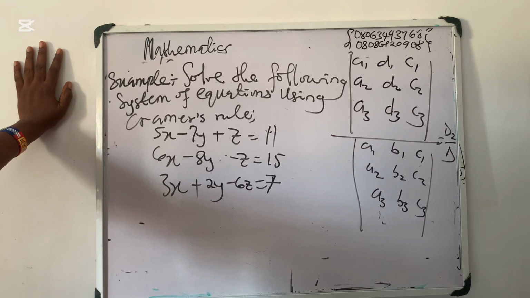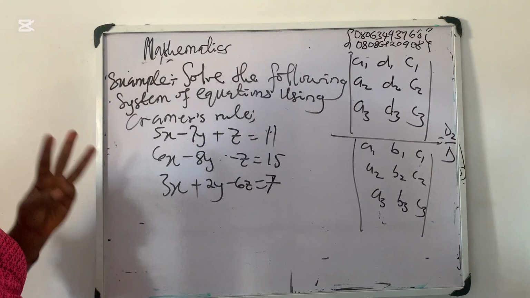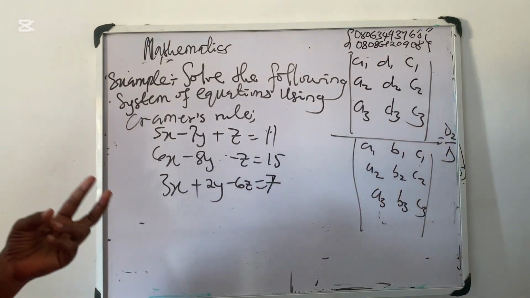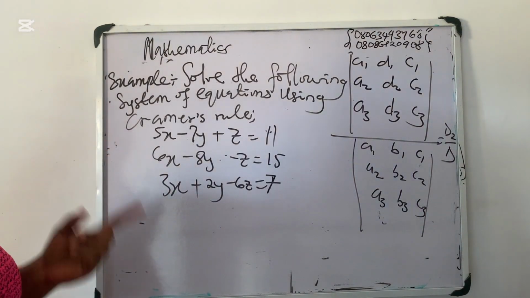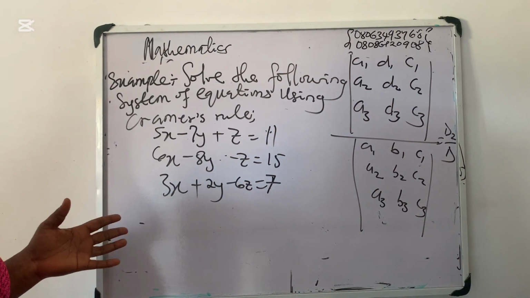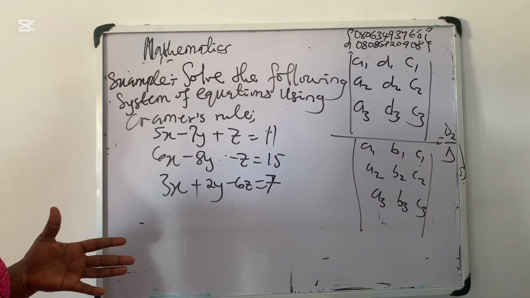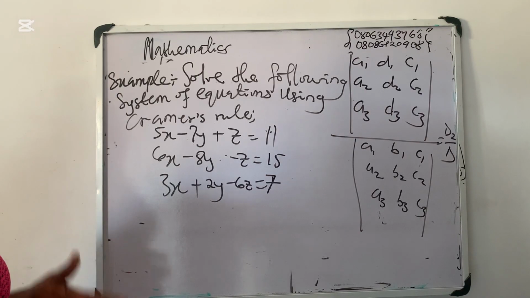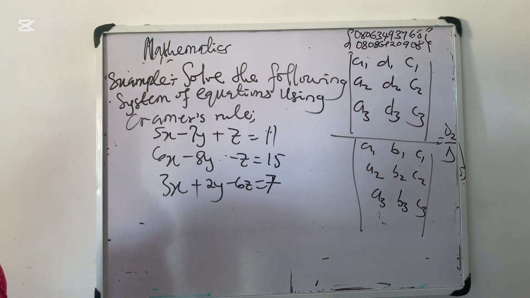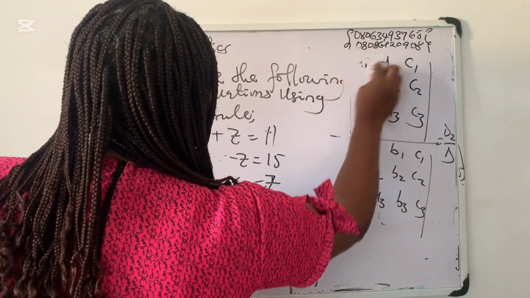Having done determinant, you have to use determinant to get the values for D, and the values for D1, D2, and D3. I believe you won't find this difficult because it is still the same method we used in solving determinant. You will use it to solve these simultaneous equations using Cramer's rule. Now let's solve and see.